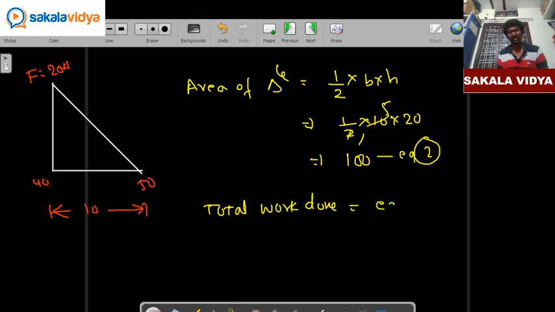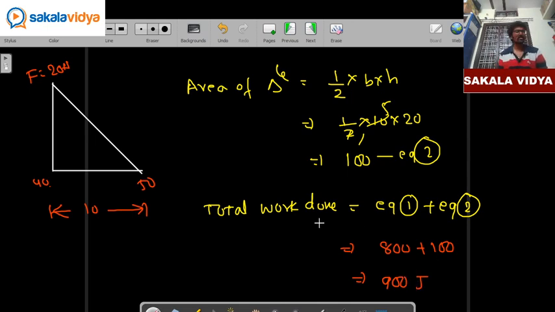So total work done is equal to equation 1 plus equation 2. The value of equation 1 is 800, so 800 plus 100. The total work done is 900 joules. So what is the concept here? If a graph is plotted between force versus displacement, the area of that graph is going to give our work done. Okay, now let us go for one more concept.